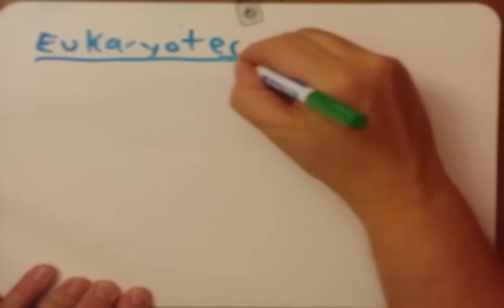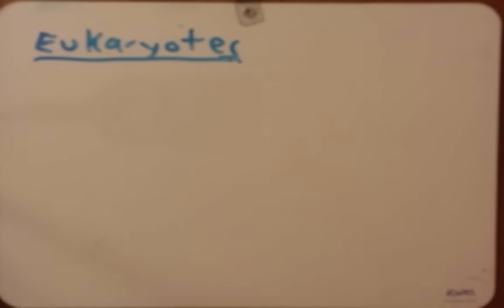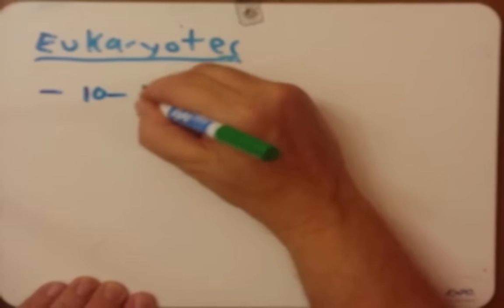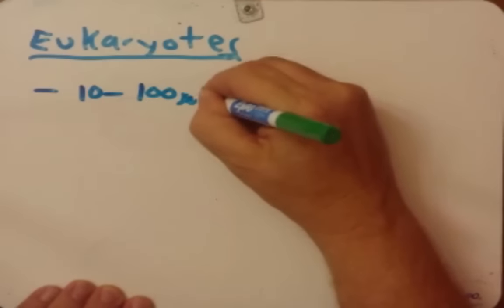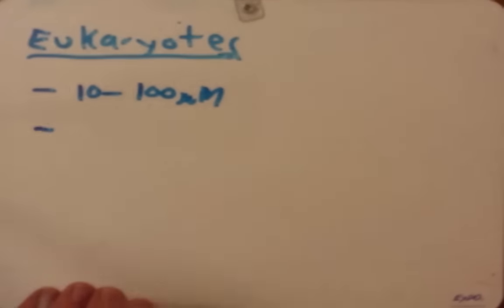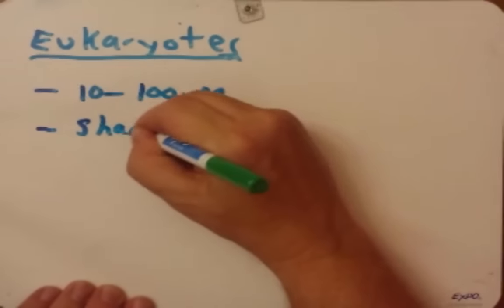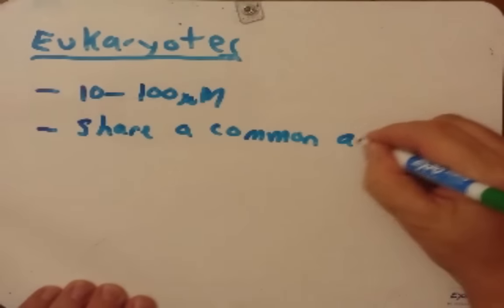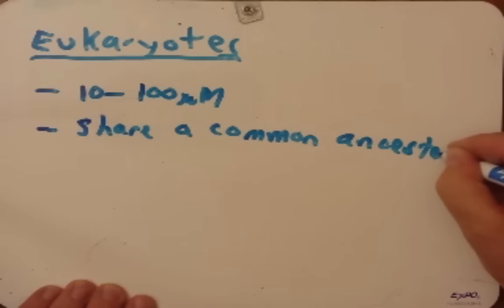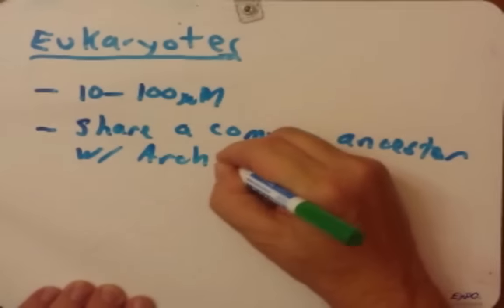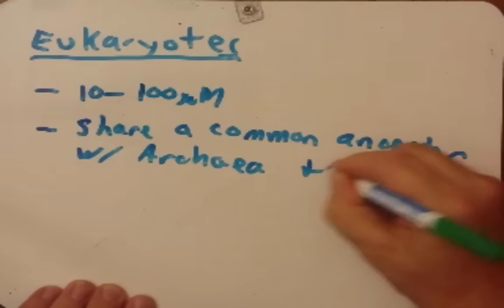Eukaryotes include protista, fungi, plants, and animals. Their size is anywhere from 10 to 100 micrometers. They're quite a bit bigger than the bacterium. They share a common ancestor with archaea and bacteria.